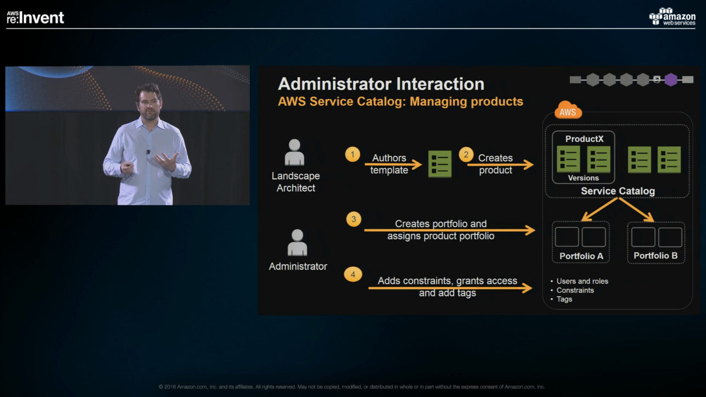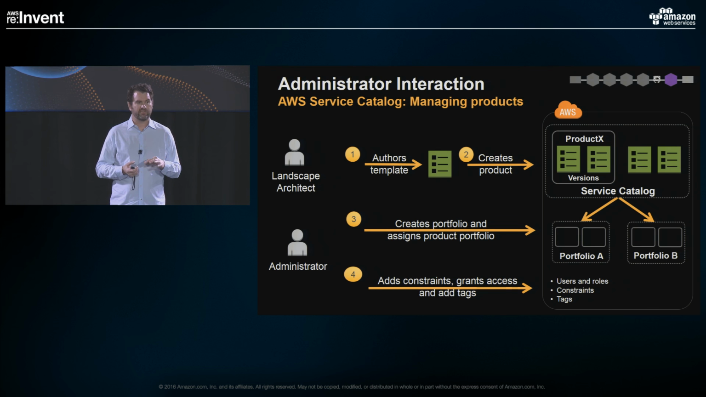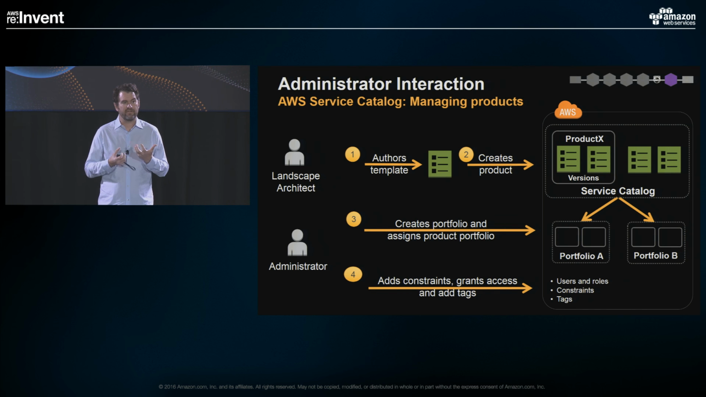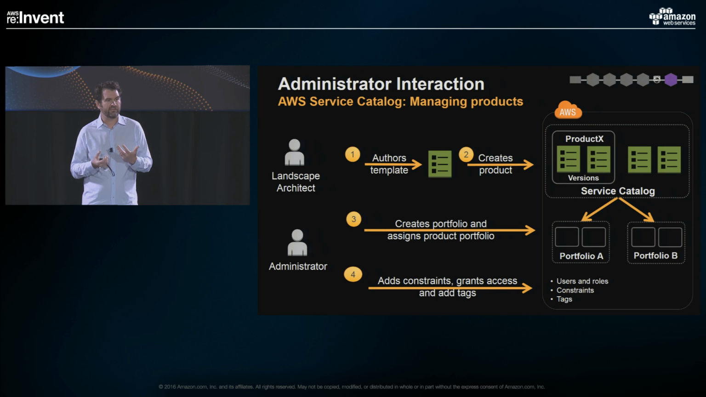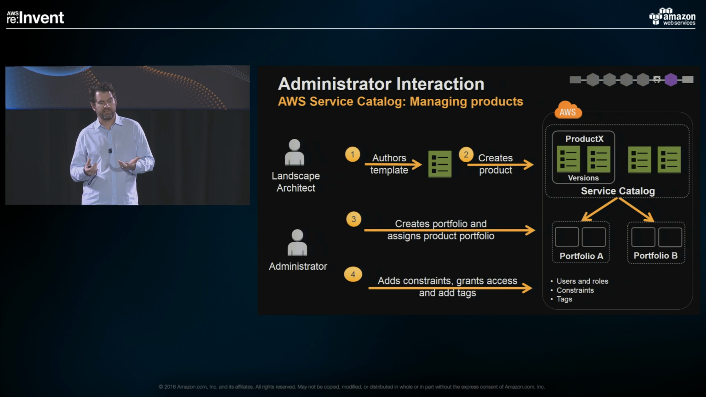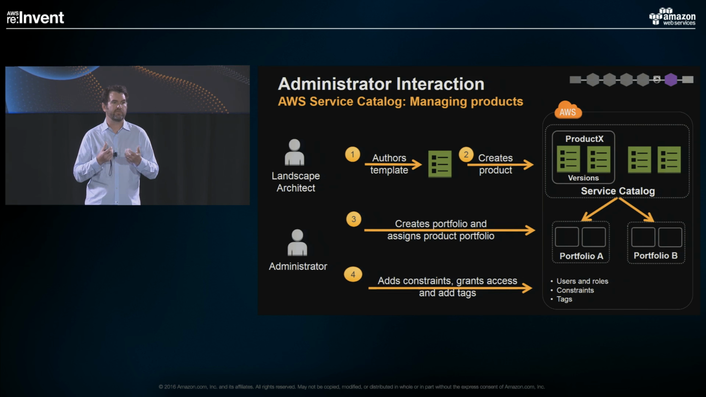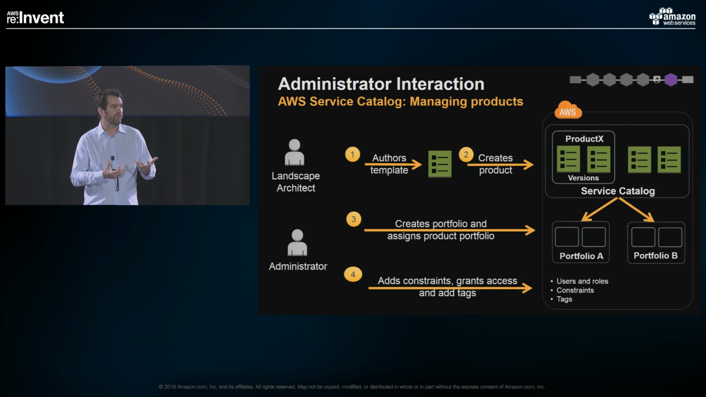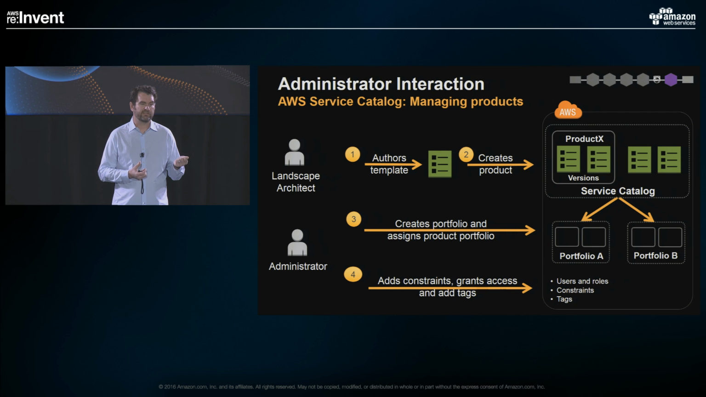So on the administrator interaction side, what does an administrator do in Service Catalog? You can have separation of roles. You have a landscape architect or a DevOps pipeline to develop and author templates and those standardizations, get those certified by your central IT or security teams to make sure that they meet your standardization. Upload those into Service Catalog as a product. Then you can start to group those products. Now you have a catalog of products. And group those into what we call portfolios, which is a simple folder construct.